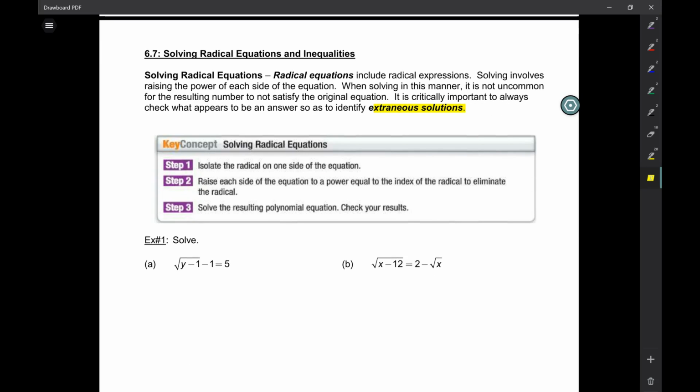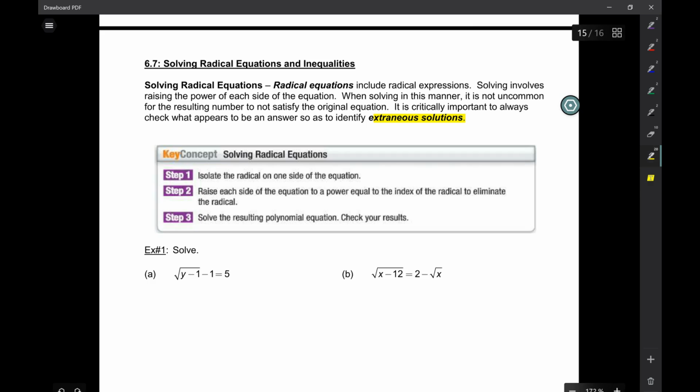All right, so here we're going to start with the first one. Basically, the steps are: you want to isolate the radical on one side of the equation. It's ideal if you can get only one radical on the left side and one on the right side if you have two. Raise each side of the equation to a power equal to the index, and then solve the polynomial equation and check your results. So let's just go ahead with the first one.